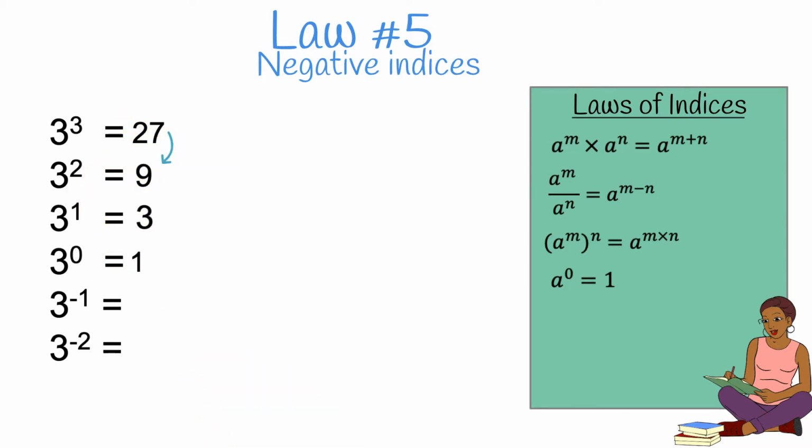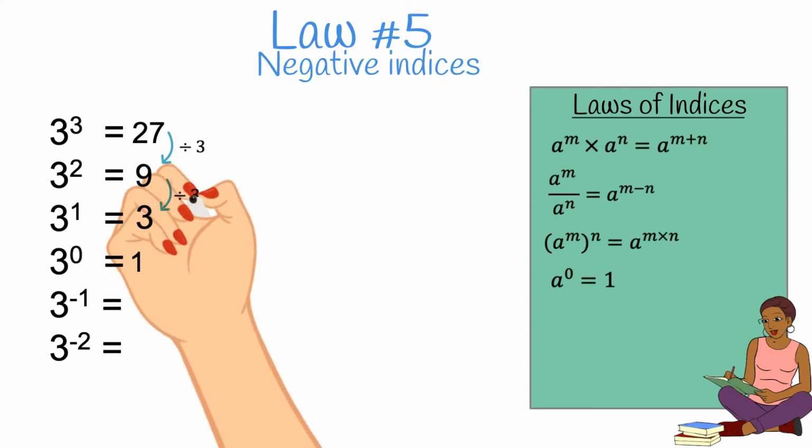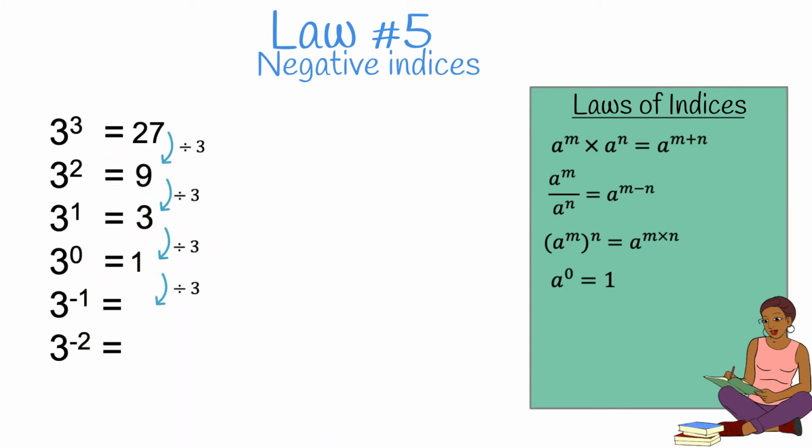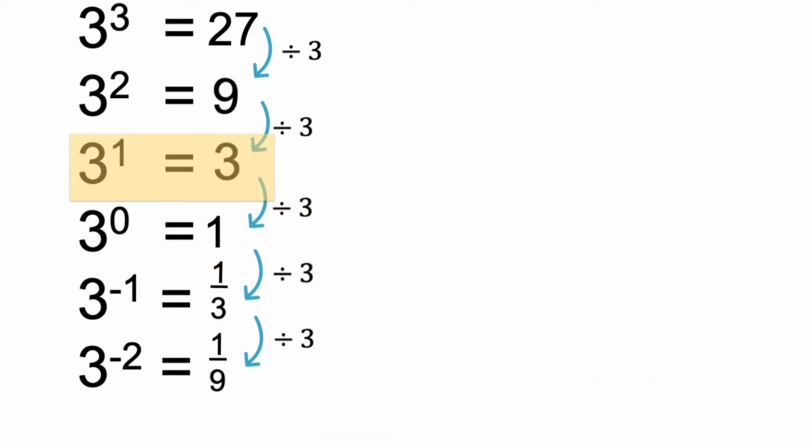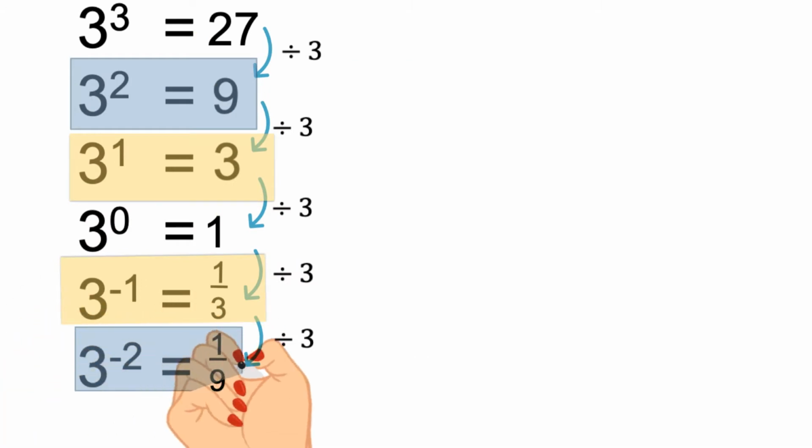And look, I can divide by 3 each time. So if I reduce the power by 1, I am dividing by the base number. So 3 to the minus 1 will give me 1/3, and 3 to the negative 2 will give me 1/9. Now let's compare 3 to the positive 1 and 3 to the negative 1. Well, 1 gives me 3, 1 gives me 1/3. Now let's compare 3 to the positive 2, which is 9, and 3 to the negative 2, which is 1/9.